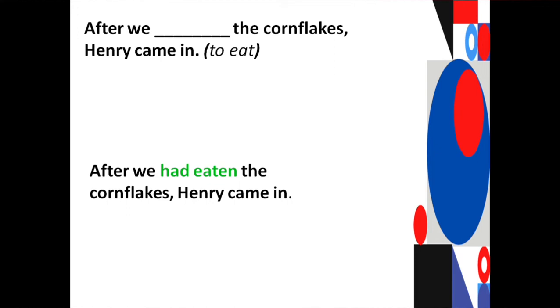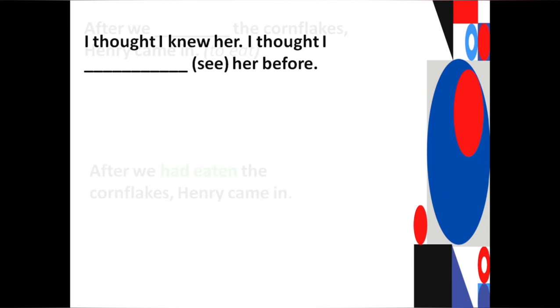After we had eaten the cornflakes, Harry came in. Let's take this sentence and see what action happened first. After we had eaten the cornflakes, Henry came in. So our first action here using the past perfect is that we had eaten the cornflakes. We had eaten the cornflakes and then Henry came in. Okay? Let's see the next one. Okay.